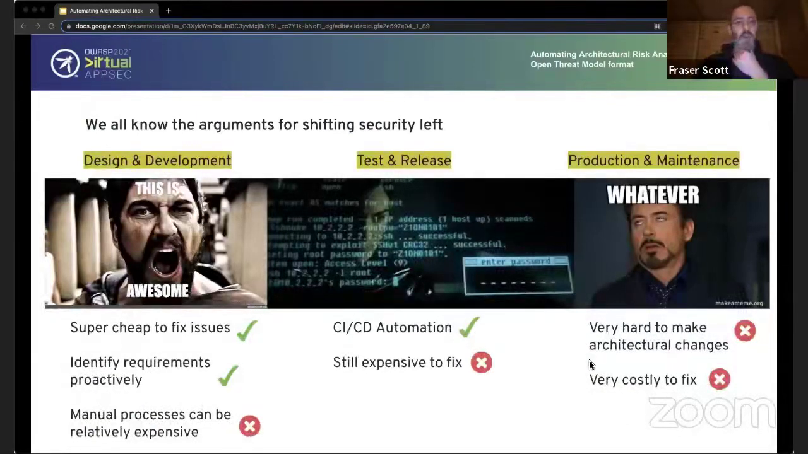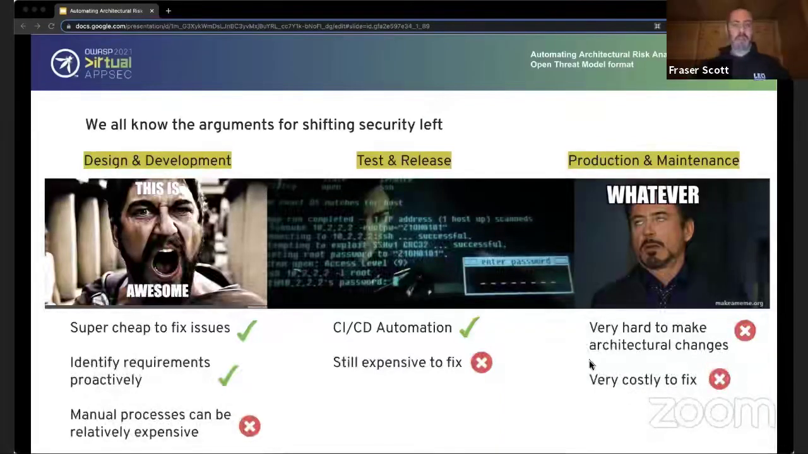Probably don't need to spend too long rambling on about the arguments for shifting security left. I think it's a fairly well-established idea now that we need to do better at moving security left. So I'll start from the right-hand side, from the production and maintenance phase. We all know that it's very hard to make changes there, and it's very costly. Once something's in production, it can be a massive pain to rework or refactor it, and it typically involves throwing developers at a problem for a long period of time.